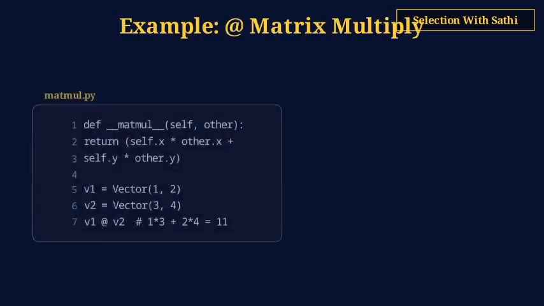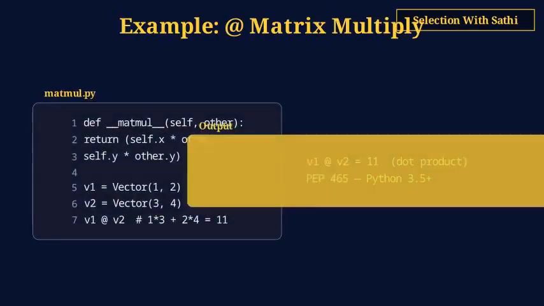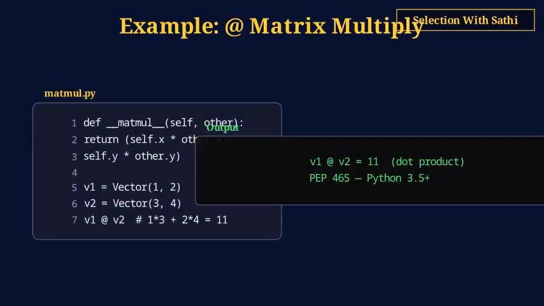Python 3.5 introduced the @ operator for matrix multiplication, PEP 465. We implement __matmul__ for the dot product of two vectors. It returns self.x times other.x plus self.y times other.y. v1 equals Vector(1, 2), v2 equals Vector(3, 4). v1 @ v2 gives 1 times 3 plus 2 times 4 equals 11. NumPy uses this heavily for matrix operations.